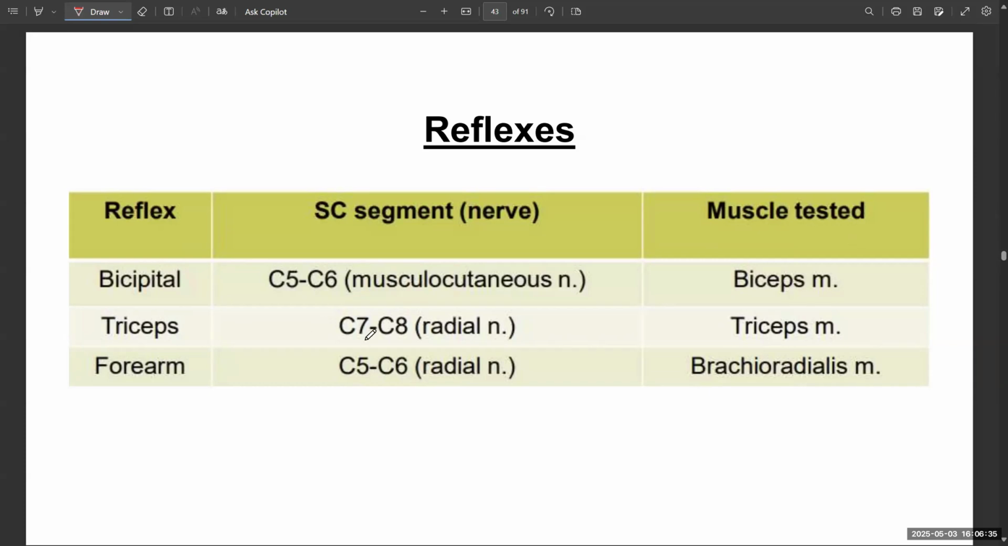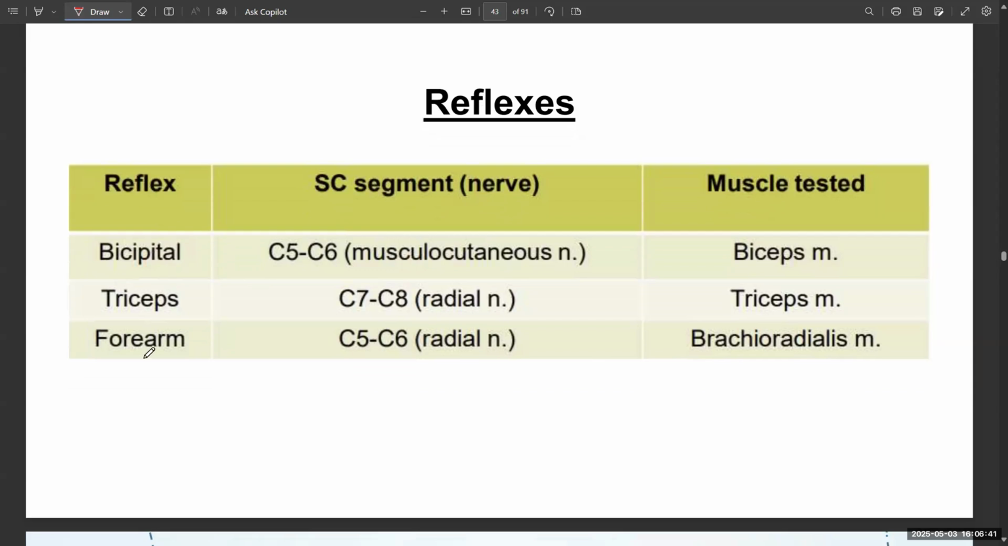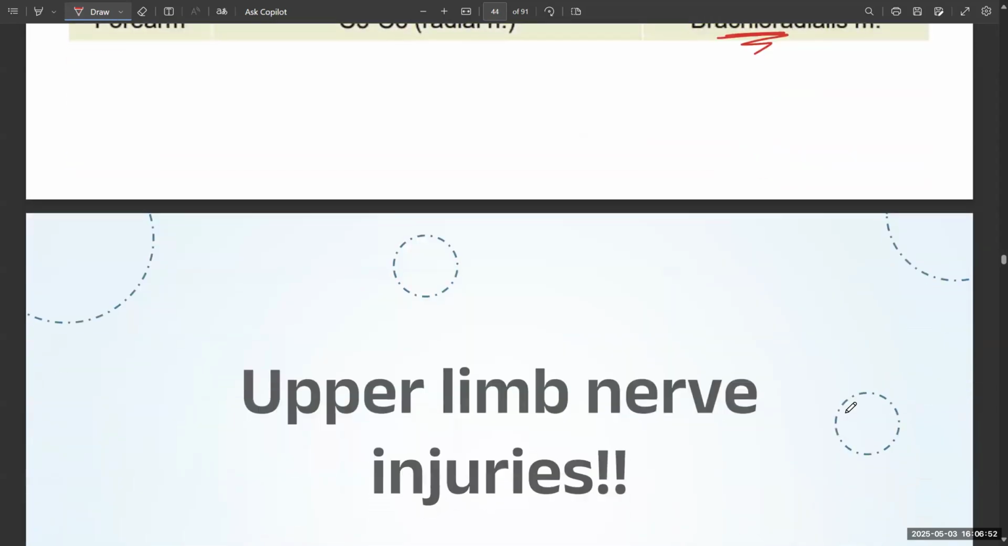For triceps, it's C7 to C8. You have the radial nerve, and the muscle tested is the triceps. And then for the forearm, you have C5 to C6, innervated by the radial nerve, and the muscle tested here is the brachioradialis muscle. Okay, just learn that.